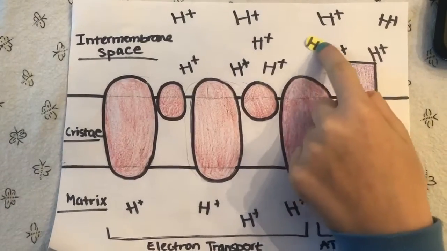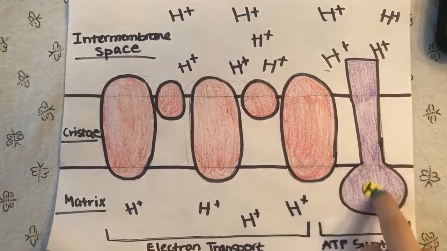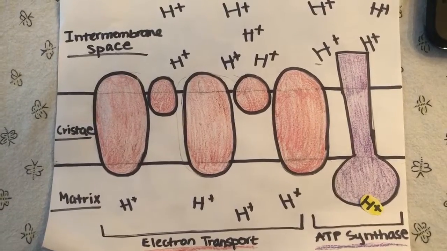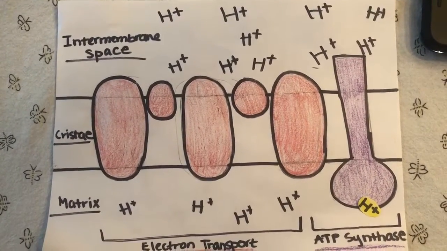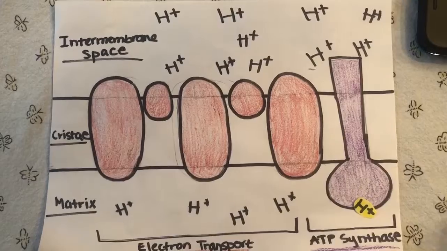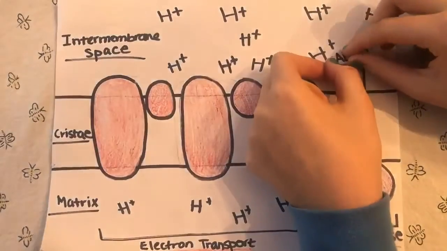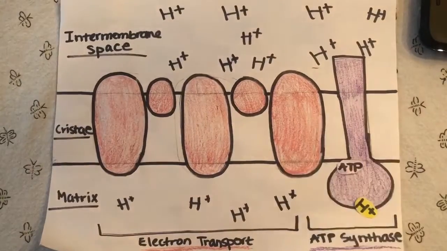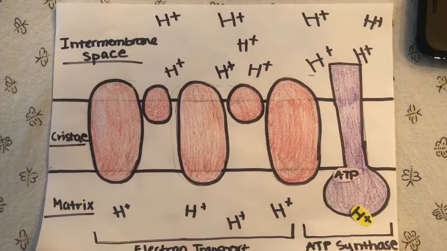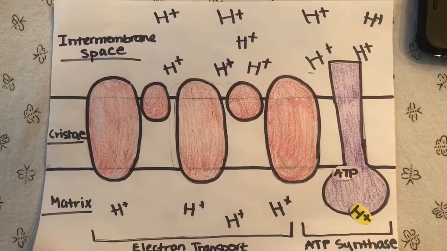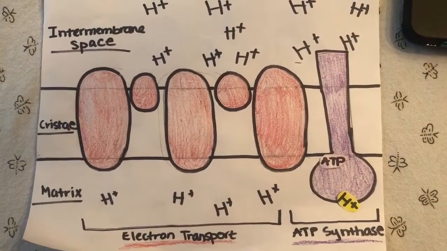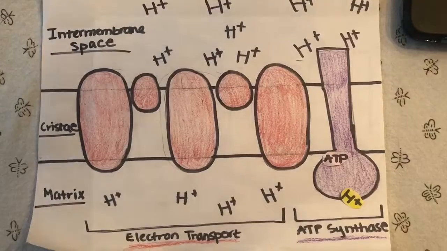The H+ ions then flow out of the intermembrane space through ATP synthase down the concentration gradient. ATP synthase uses H+ ions passing through it to spin, combining a phosphate to ADP, producing 32 to 34 ATP. The process of using a proton gradient to form energy in the form of ATP is called chemiosmosis. This completes the process of oxidative phosphorylation.